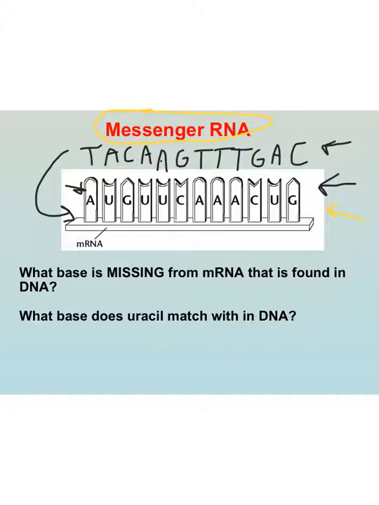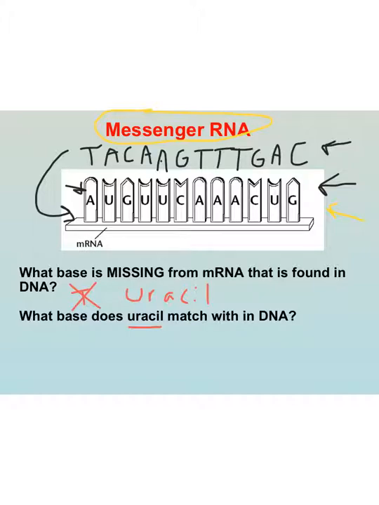And that's basically how messenger RNA is made. DNA unzips, just like during DNA replication, but instead of making another DNA molecule, you make a messenger RNA. Now, what base is missing from mRNA that is found in DNA? Well, remember, there's no more T, so T is no more. But there is a U, which stands for uracil.